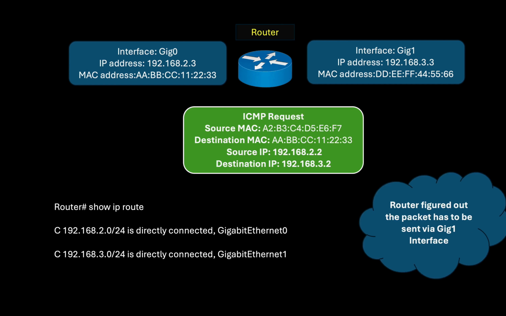Okay, now the router has got the ICMP request. So it has found that the destination IP is 3.2. So now where will it send to reach client 2? We have a routing table. The routing table contains what routes are connected via which interface. So now we have two directly connected networks, 2.0 and 3.0. And the 2.0 network is connected via gigabit Ethernet 0 and 3.0 is connected via gigabit Ethernet 1. Now the router would have figured out, okay, it has to send it to the gigabit 1 interface.